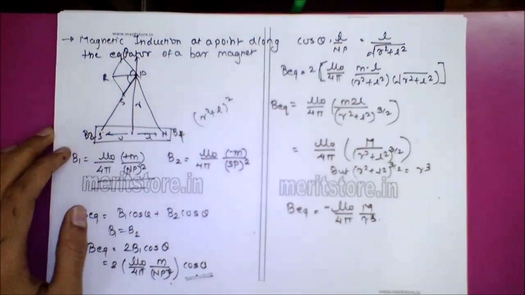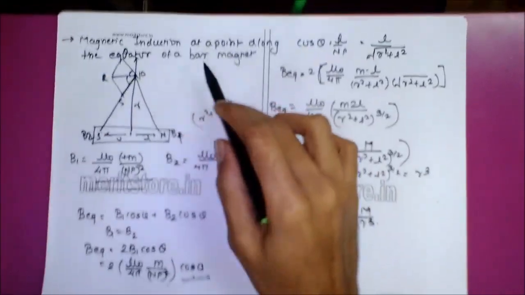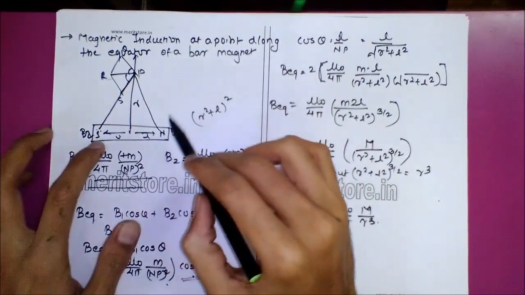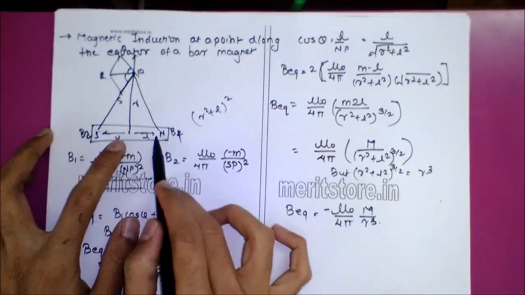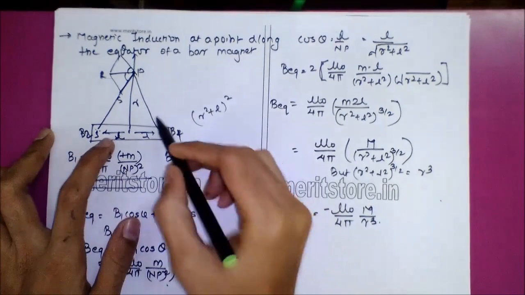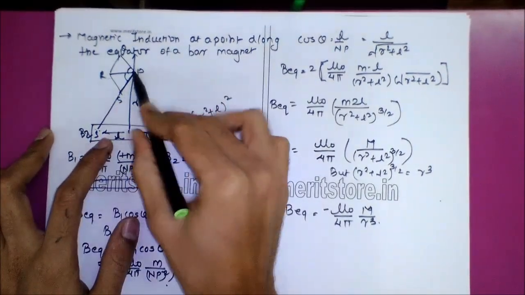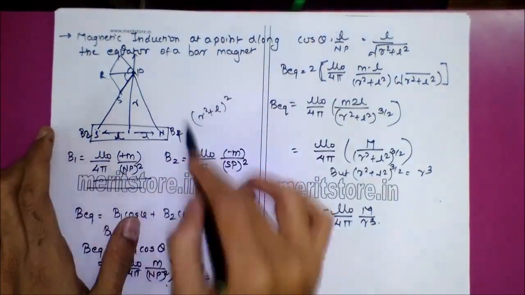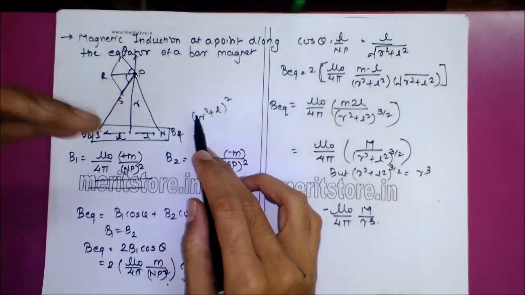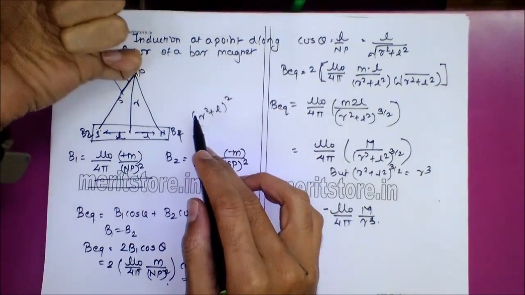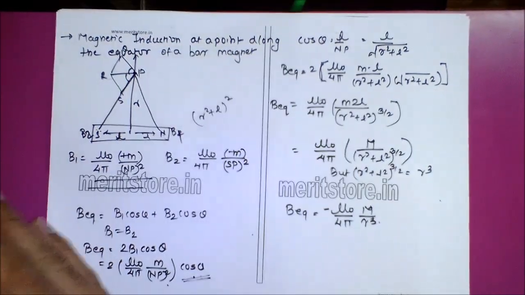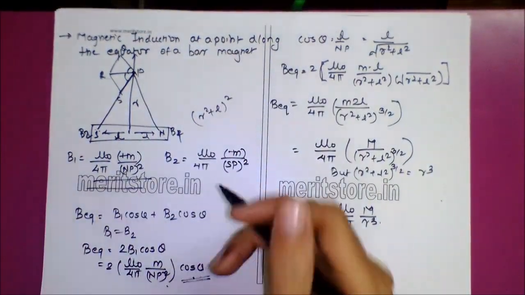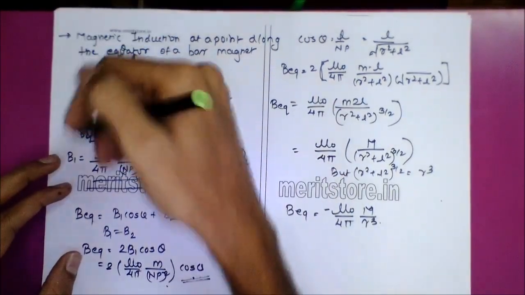So this is the magnetic induction at a point along the equator of a bar magnet. We have a bar magnet over here, with the south and north poles separated by the magnetic length 2l. Okay, so we have a point P out here, and we need to find the magnetic induction at this point P because of the bar magnet. The entire magnetic field is resolved into two perpendicular components.